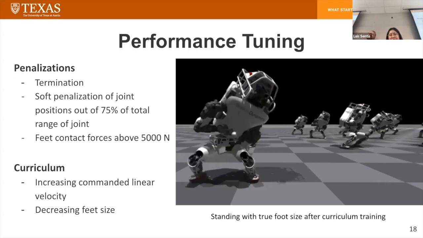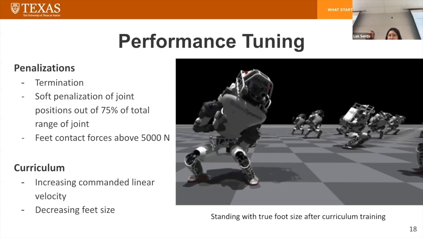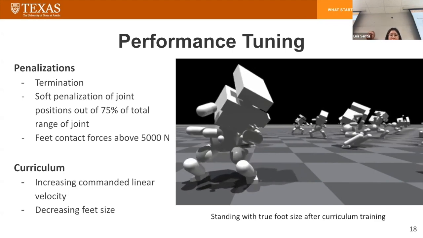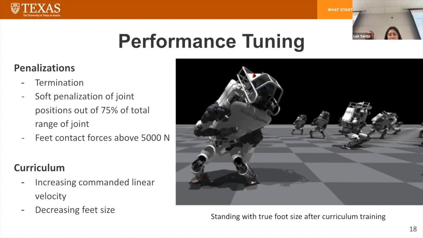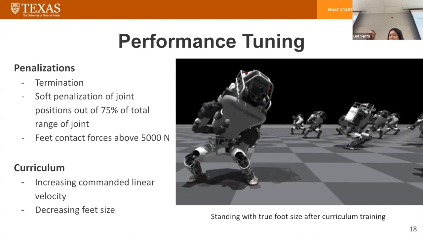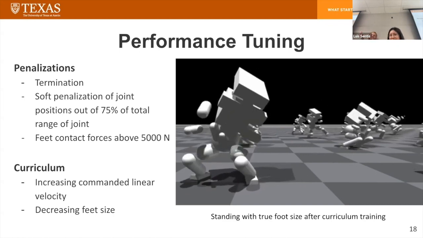We also realized that when you're standing and walking, you don't have joint positions that are at the maximum all the time. So we also included the penalization of joint positions. We also included a penalization of feet contact forces above 5,000 newtons. If you Google it, Atlas weighs 90 kilograms. So 90 times 10 is what is that? 900. Yeah, 900.